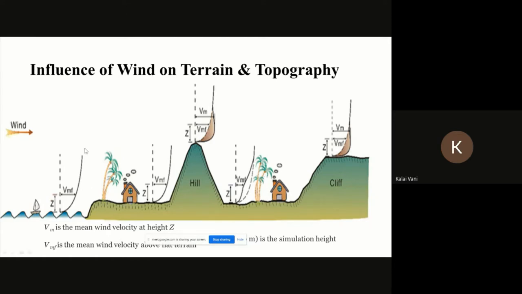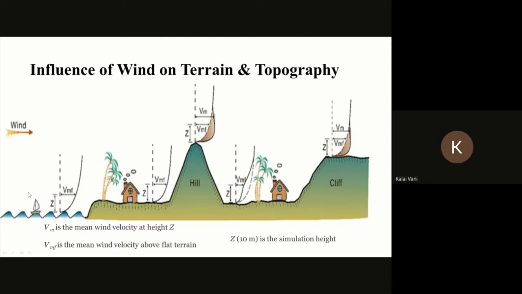In this picture, you can see how wind is influenced by topography or terrain. Here you can see the wind flowing over the sea. VMF is nothing but the mean wind velocity above the terrain, and VM is the mean wind velocity at a height of Z. You consider any random height Z, that is your mean wind velocity. VMF is the mean wind velocity above flat terrain. Here you can consider Z as 10 meters. That is the simulation height. Why it is a simulation height, I'll tell you.